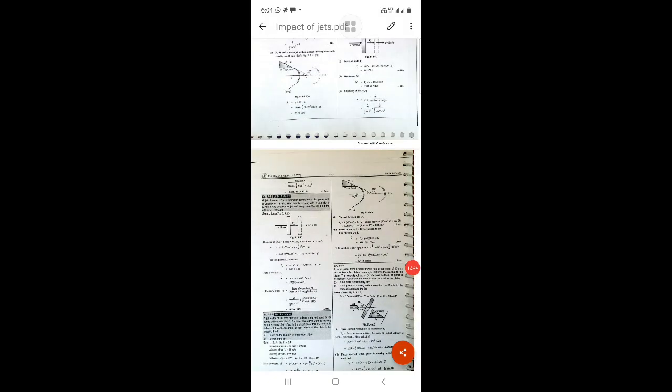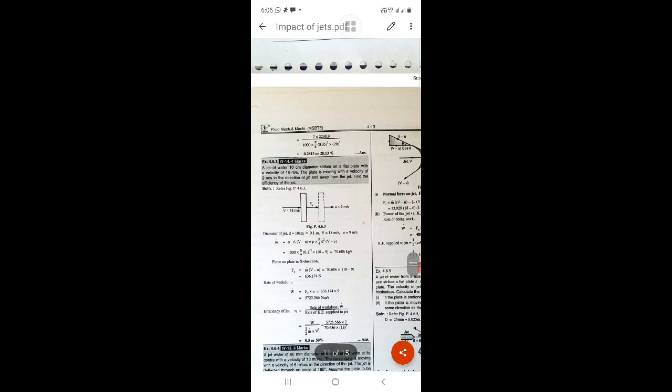So next example is a jet of water of 10 centimeter diameter striking a flat plate with velocity 80 meter per second. The plate is moving with velocity 9 meter per second in the direction of the jet, away from the jet. Find the efficiency. Similarly, in that the diameter is 10 centimeters. With the help of that, find the area, pi by 4 d square.